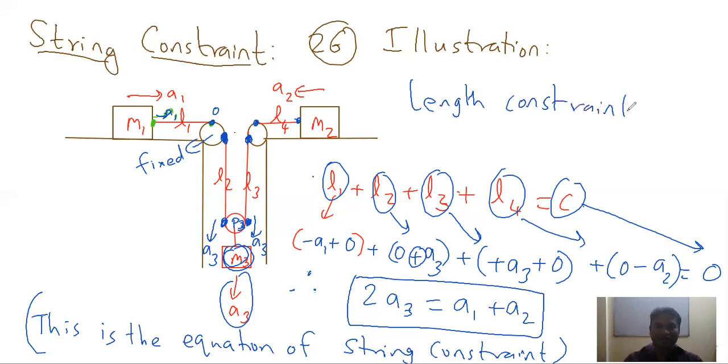I hope you understood the method of length constraint. Let us move on to our next question, which is question 27. On page number 48 of our class notes, we have illustration 27. In that illustration, we are given two pulleys.